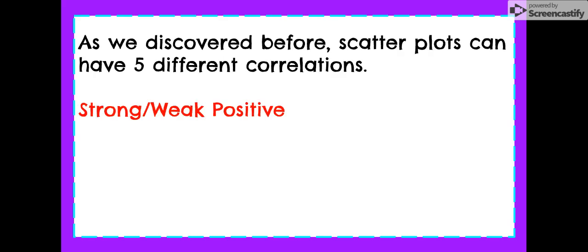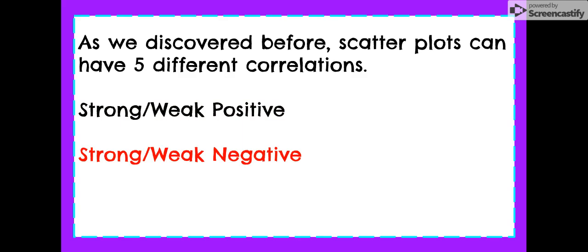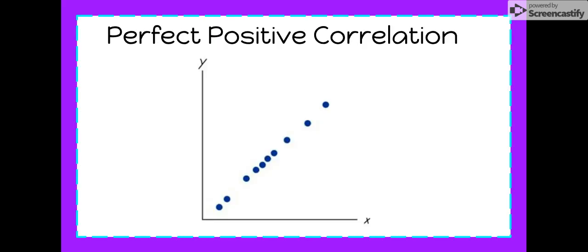As we've discovered, scatter plots have 5 different types of correlations, and I'd like to go over those a little bit again. We have a strong or weak positive correlation. We had a strong or weak negative correlation, or we had no correlation at all in a scatter plot. If you don't remember what those words mean, let's assign them to different scatter plots just to remind ourselves. The first one we didn't talk about previously is something called a perfect positive correlation.